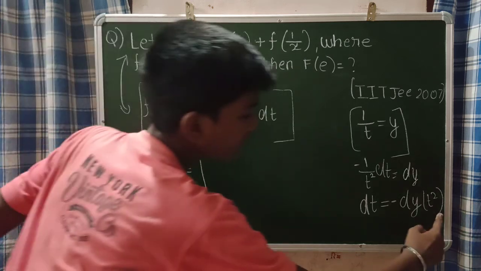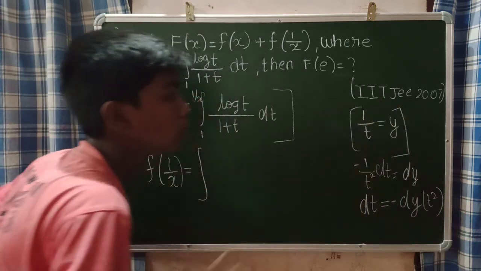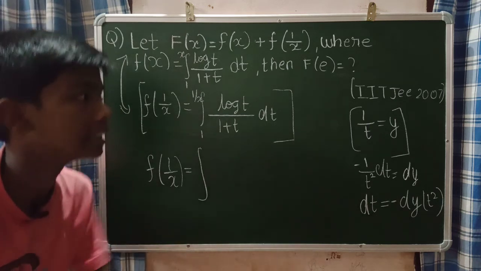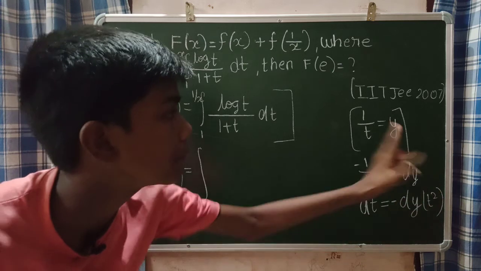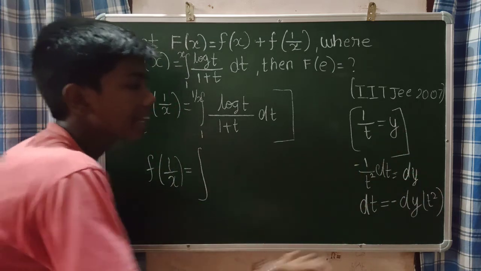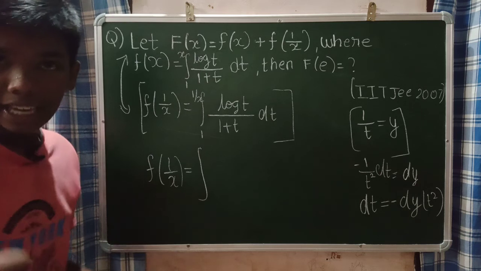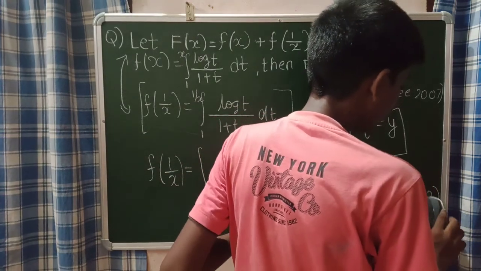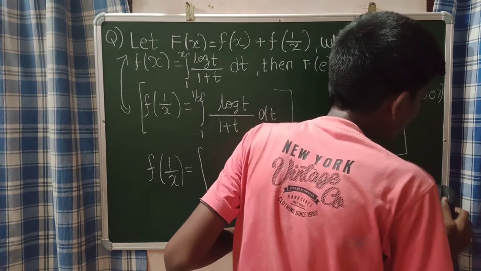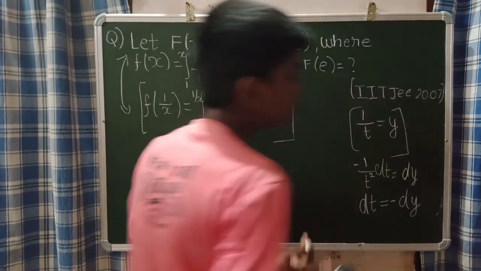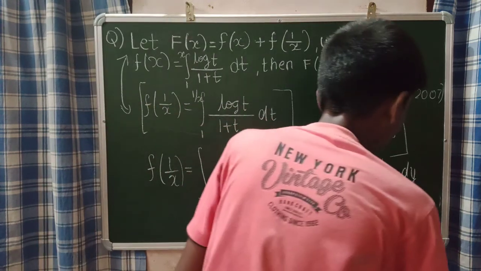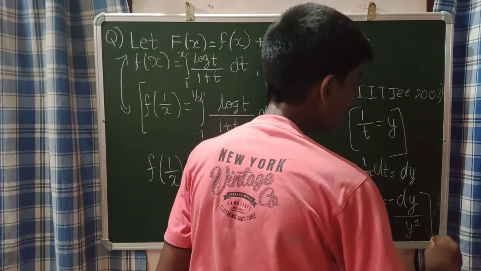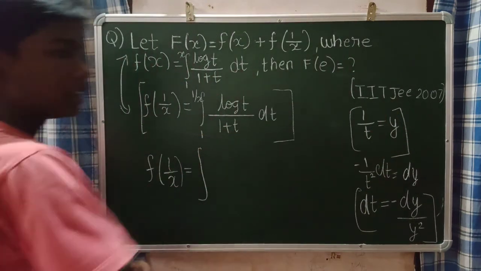Now what is the value of t? If your 1 by t is equal to y here, then your t will be nothing but 1 by y. If t is equal to 1 by y, then t square will be nothing but 1 by y square. Correct now? So I can write this t square as 1 by y whole square, which is 1 by y square. So I can write this dt as dy by y square. So I found the value of dt, and I know your y is equal to 1 by t.